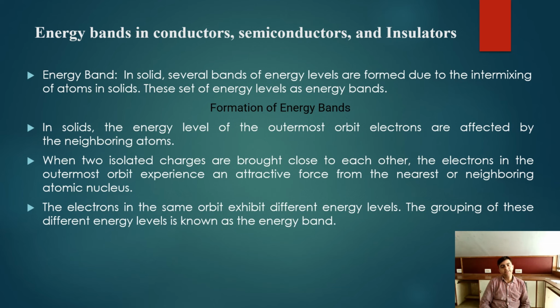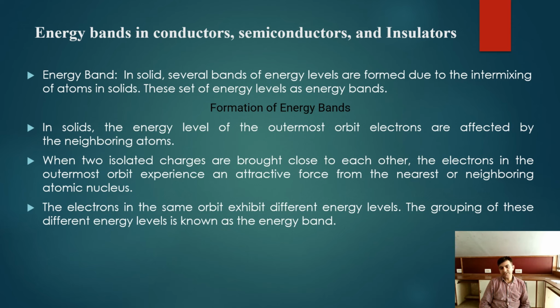And now energy bands in conductors, semiconductors, and insulators. So what are energy bands basically? If you remember, in solids, bands of energy levels are formed due to the intermixing of atoms in a solid. These sets of energy levels are known as the energy bands. In a solid, the energy levels of outermost orbit electrons are affected by the neighboring atoms. So what happens is they are brought close together, depending upon the energy band gap.